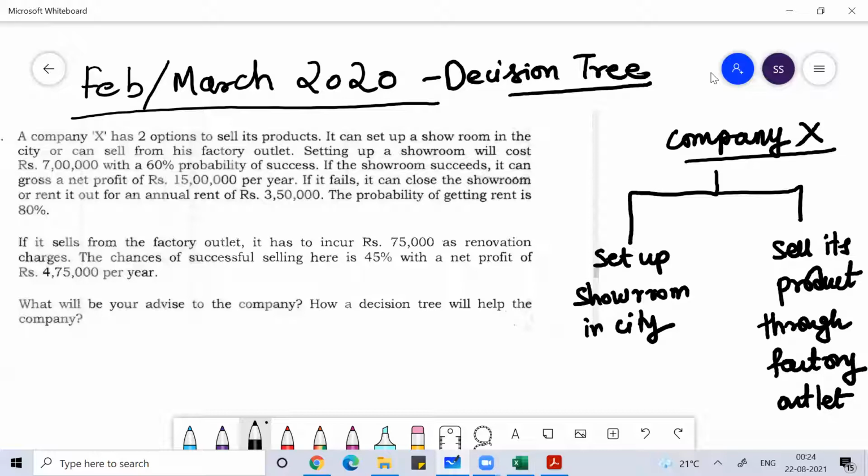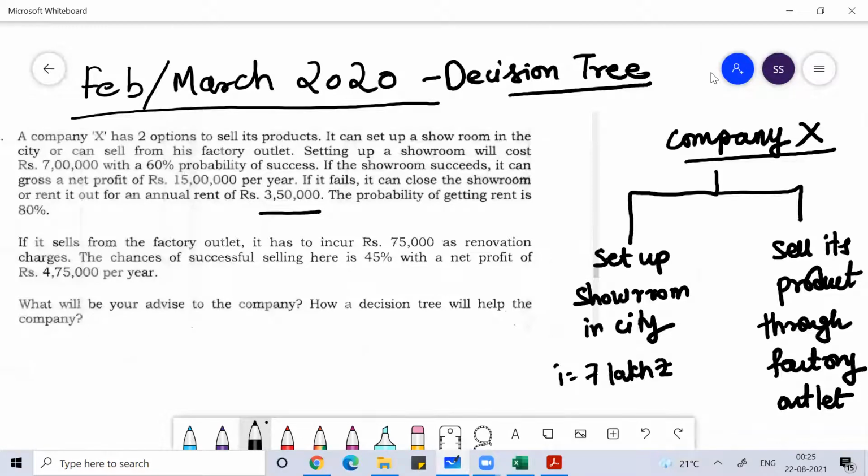Setting up showroom will cost 7 lakh rupees. The initial investment here is 7 lakh rupees. Whenever you talk about any capital expenditure plan, you need to put a lot of capital upfront. So if you want to set up a showroom in the city, you need to incur around 7 lakh rupees of initial investment with 60% probability of success. If he fails, he can close down the showroom or rent it with annual rent of 3 lakh 50,000. The probability of rent is given as 80%.